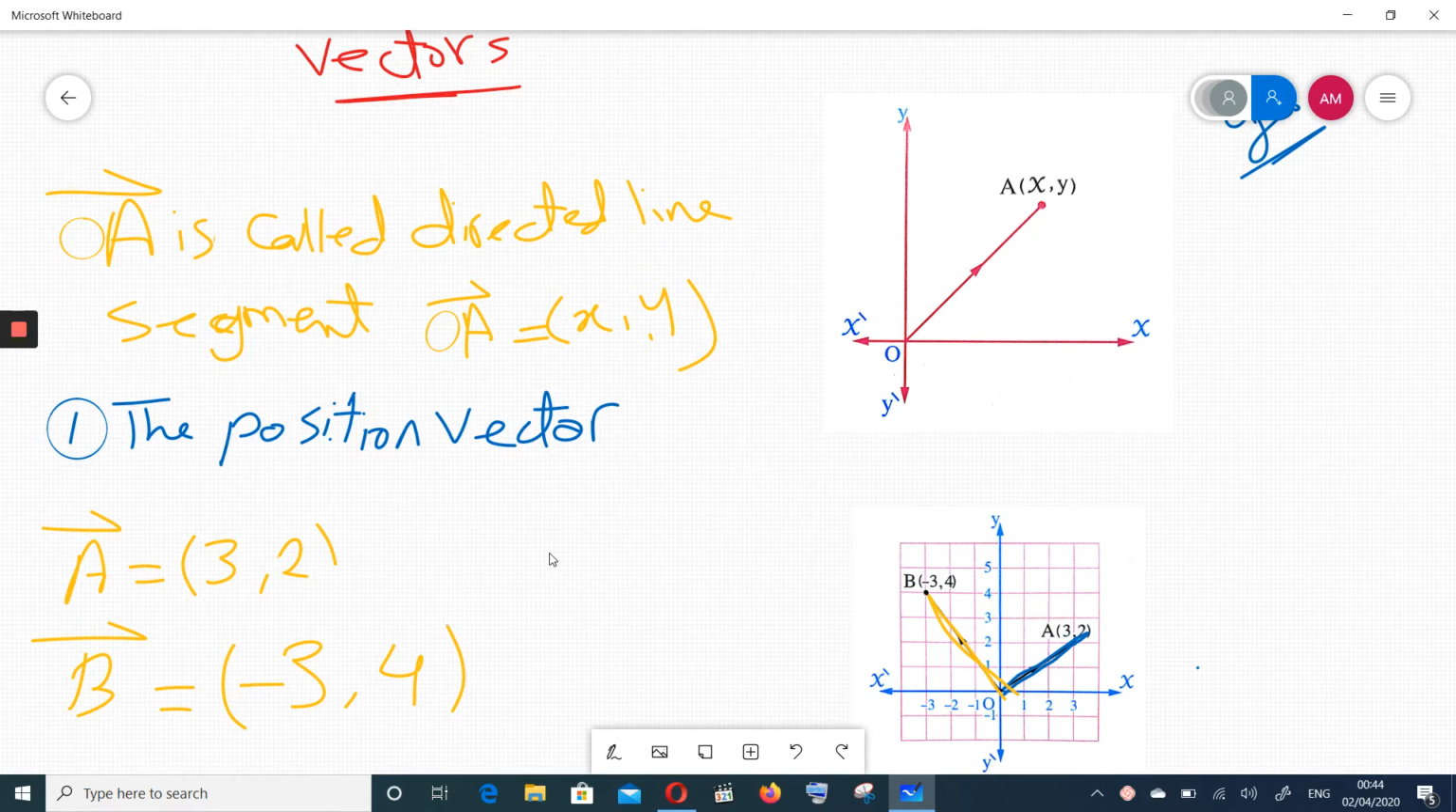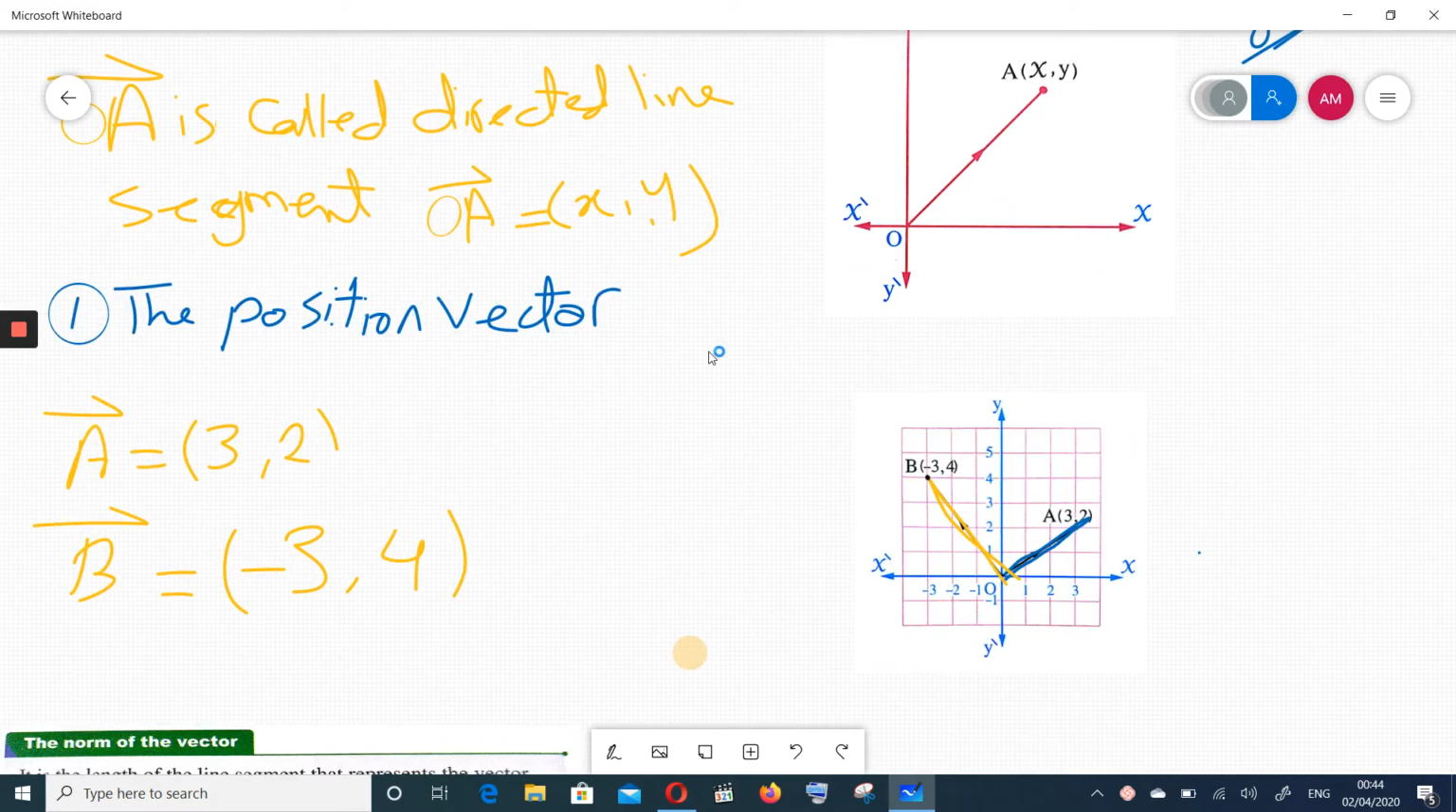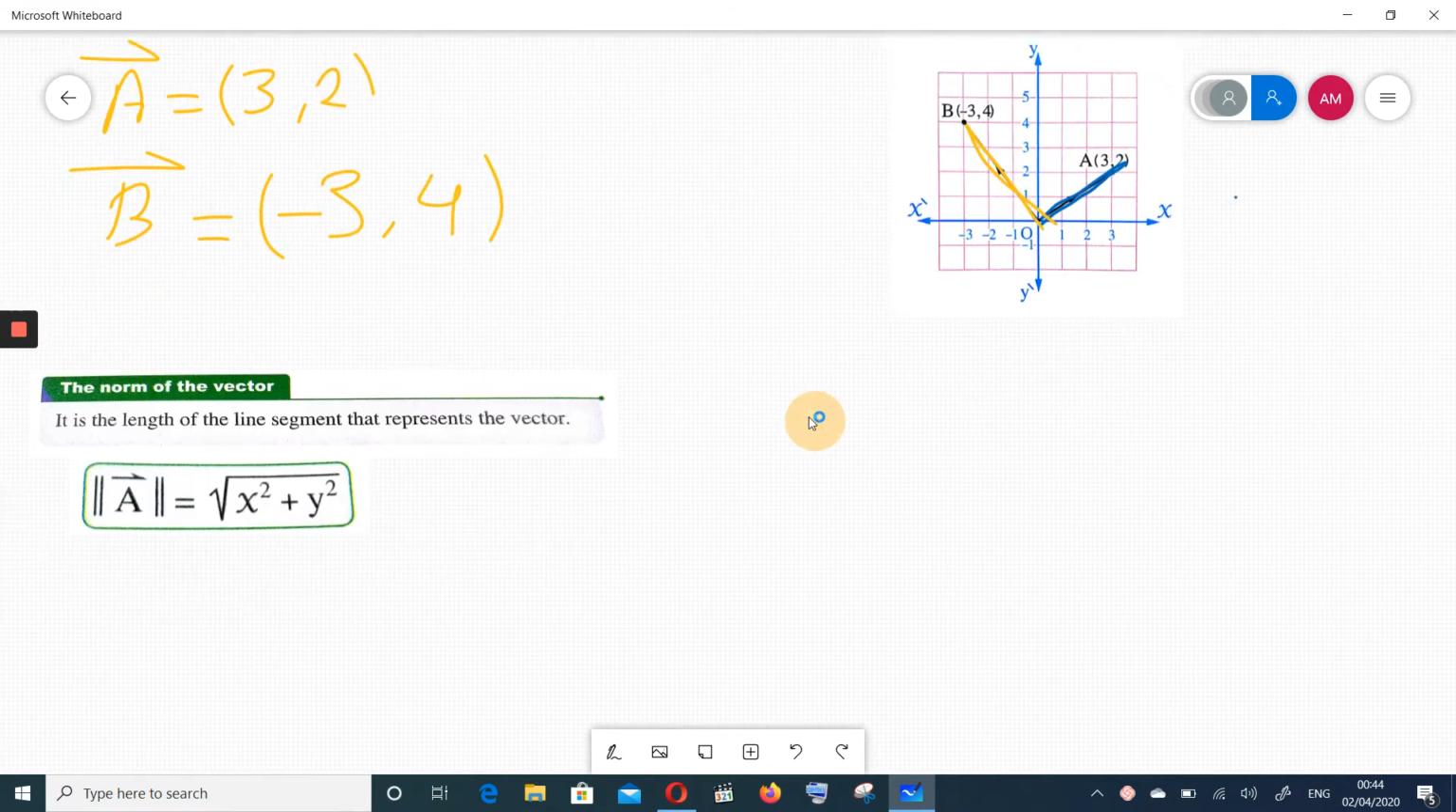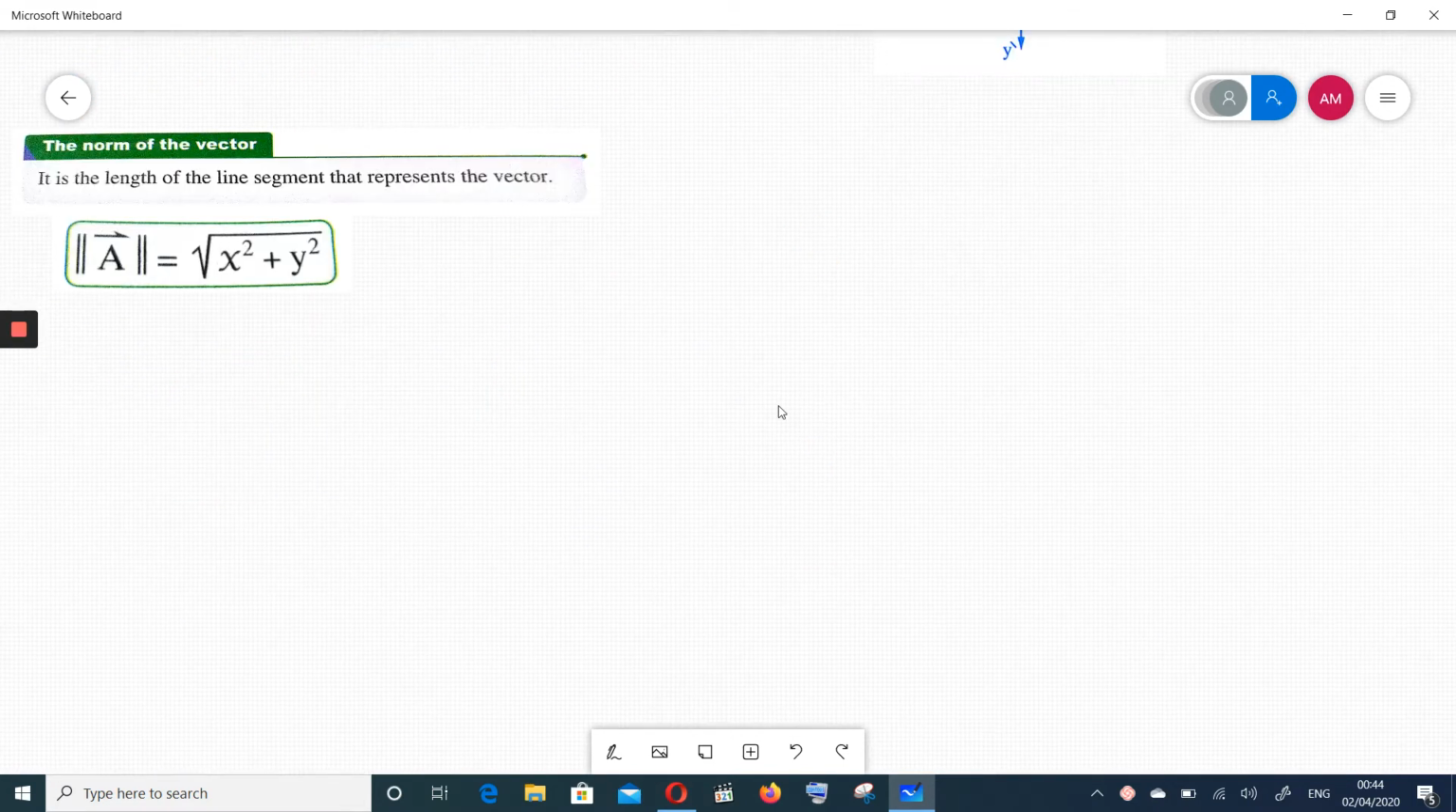Okay, well, what about now finding the distance from O to A or from O to B? To find this, as we said before, is called the norm of the vector. To find the norm of a vector, we are going to follow this step. Looking here, the norm of vector A, for example, is going to be the square root of x power 2 plus y power 2.